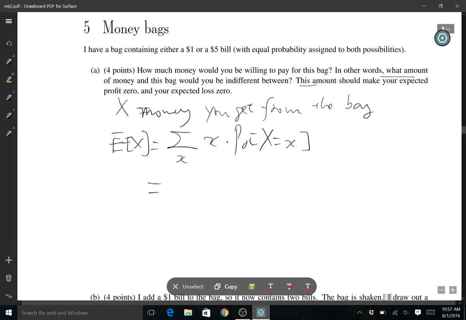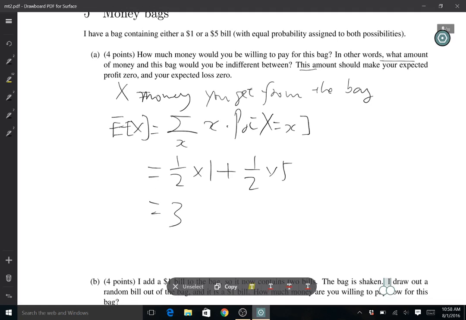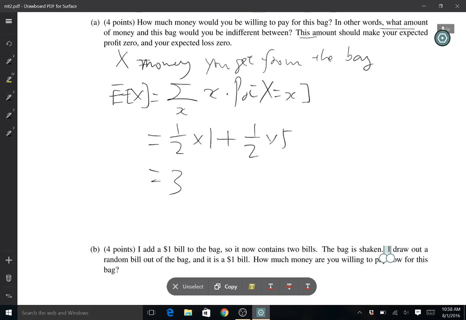So there are only two cases. With a half chance, we will get $1, and also with a half chance, we'll get $5. So eventually, this gives us 3. This is also the amount of money you're willing to pay for the bag, because your expected loss will be 0 in this case.